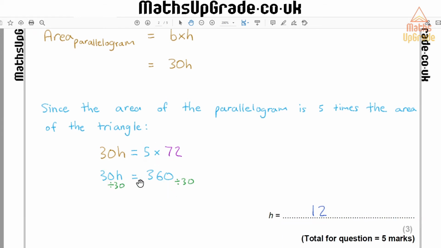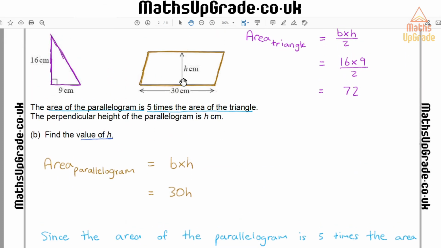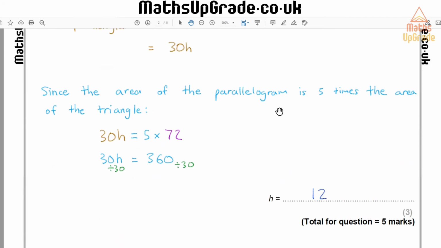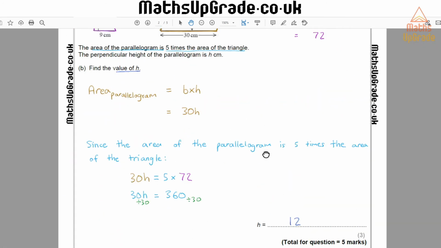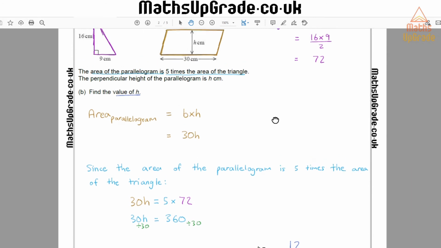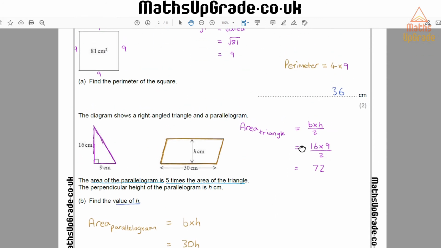So 30h is 360. Divide both sides by 30 using the balancing method to solve this equation. I'll get h equals 12. So the height of this parallelogram must be 12 centimeters. The whole question there is 5 marks. Make sure you show all your working out for this question, and you'll get those marks.